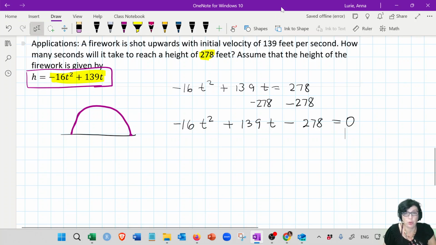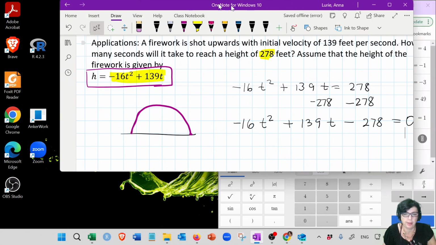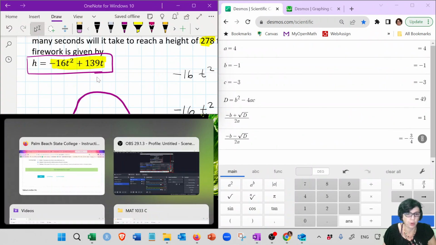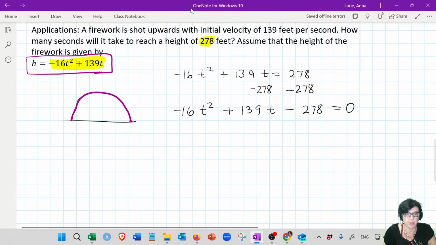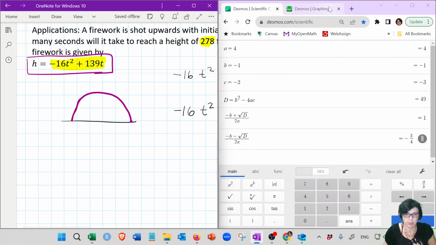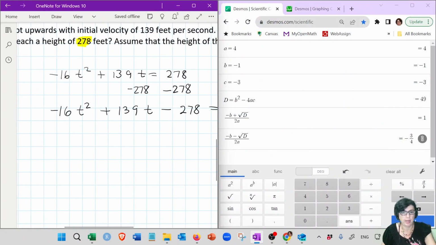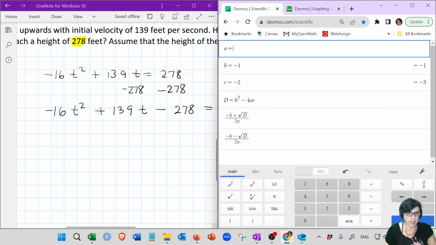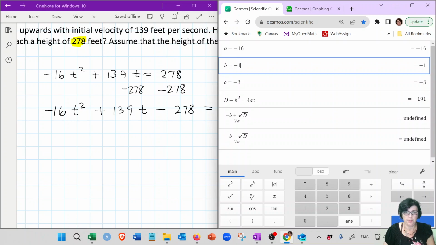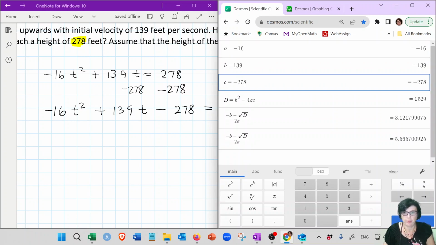Once you do it, all you have to do is put it in Desmos and it'll automatically give you your answers. You might just have to round it to a certain number of decimal places, but other than that, that's basically it. So let me show you how easy it's going to be. Let me see if I can put this side by side. So I am going to put my ABC. A is negative 16, B is positive 139, and C is negative 278.